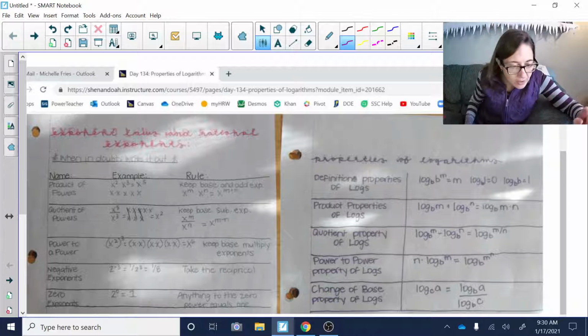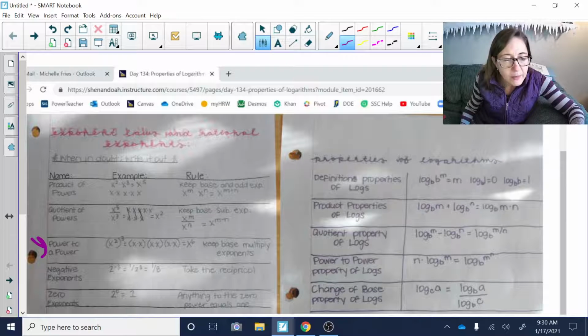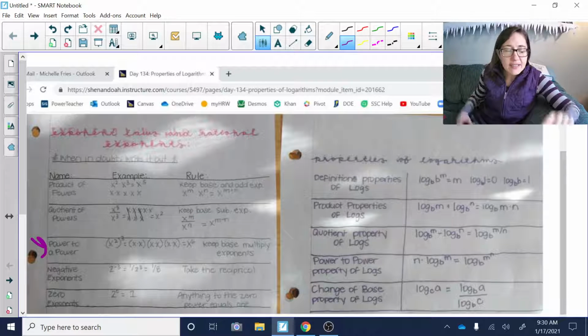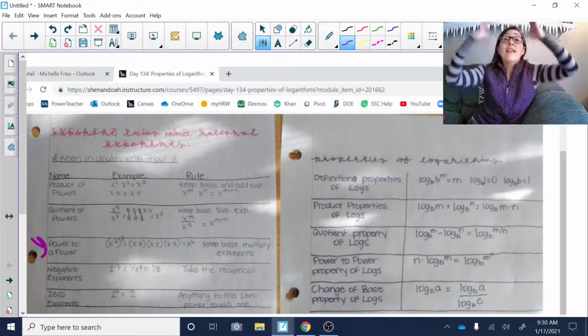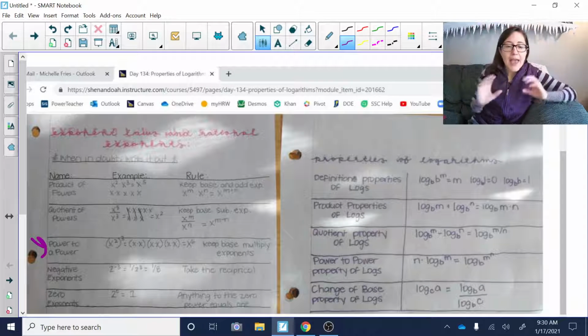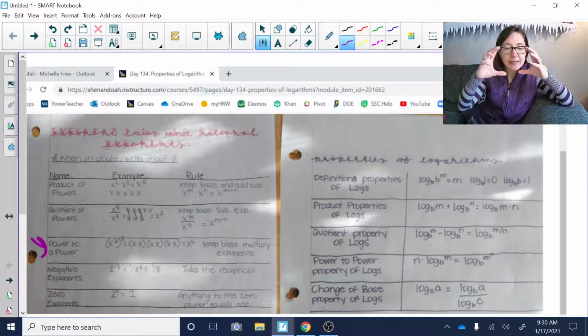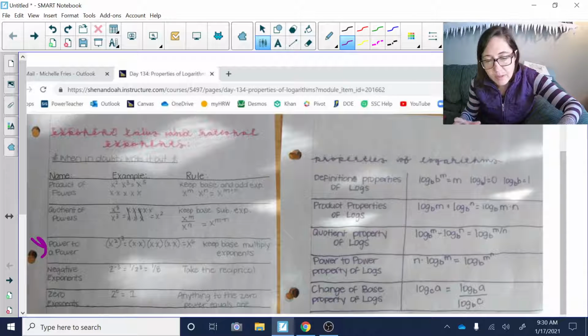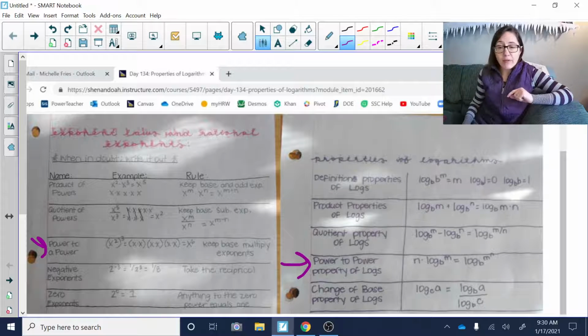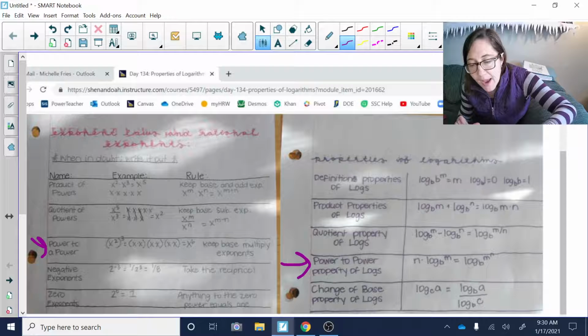Let's look at power to a power. So I'm looking right here on the left, power to a power. And this is when you have exponents stacked on top of each other. So we have an x squared that's getting raised to the third power. And you keep that base and you multiply those exponents. So let's connect that over to what it would look like in logarithms.